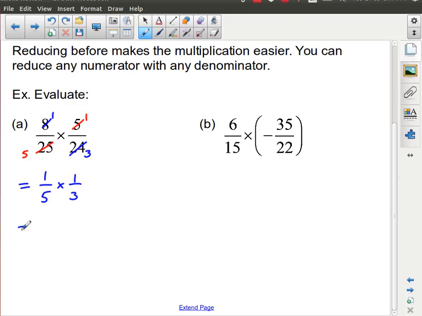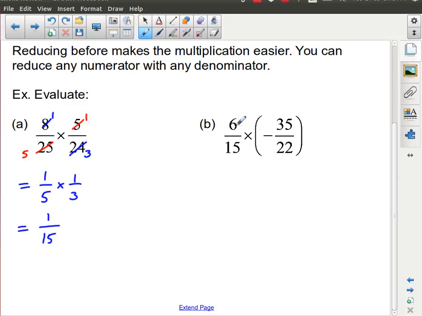I would normally skip straight to the next step, and so we multiply the numerators together. 1 times 1 is 1. We multiply the denominators together. 5 times 3 is 15. So this works out to be 1 over 15, and as you can see there, I did very simple arithmetic. Everything was within the 12 times tables for doing this, as opposed to having to do the 25 over 24.